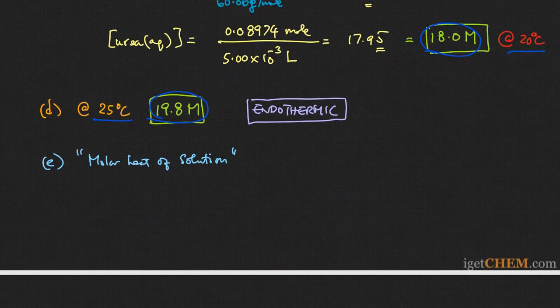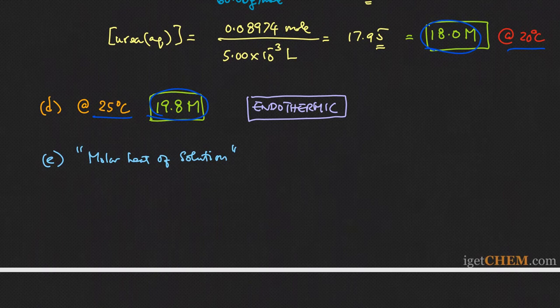And to measure that experimentally, what you will need to do is to dissolve 1 mole of urea into a certain amount of solution. To make a 1 molar solution, you would have to dissolve 1 mole of urea into 1 liter of water. And during that, you need to measure the amount of heat that is either going into the reaction or coming out of the reaction.